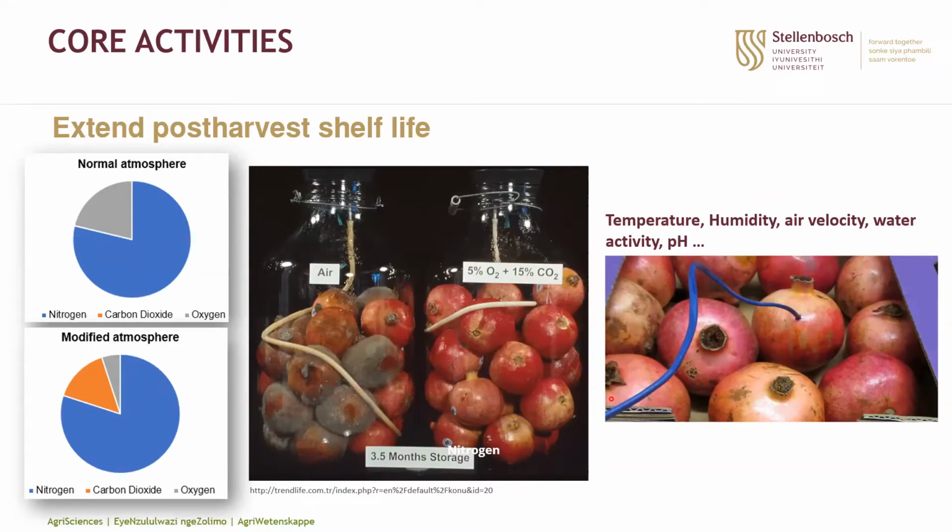And all our activity as a post-harvester is to implement this technique everywhere in the cold chain. We try to play with temperature, humidity, air velocity, water activity, pH, and we measure all those parameters, and we use techniques to implement and make use of this principle, extending post-harvest shelf life.